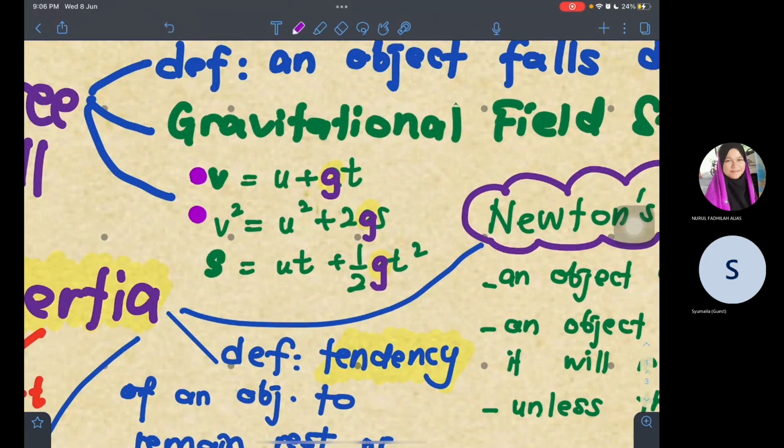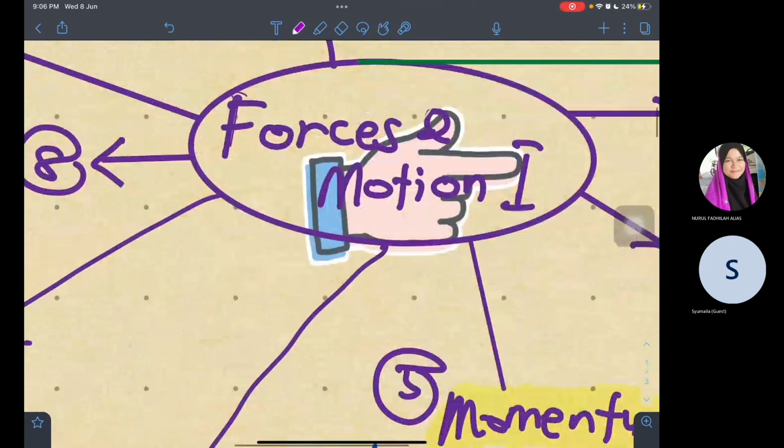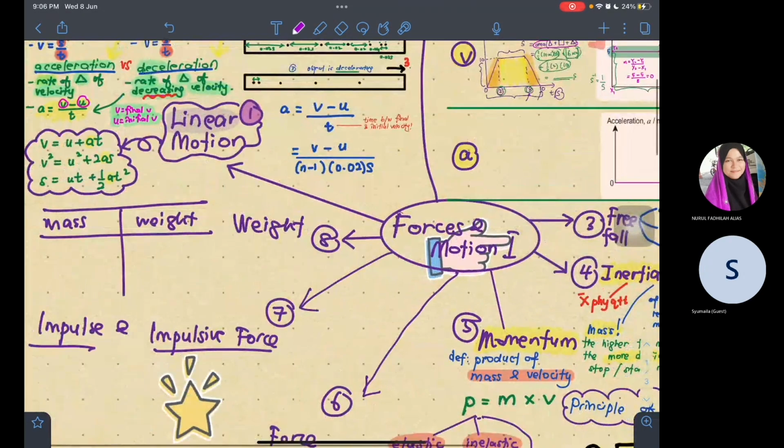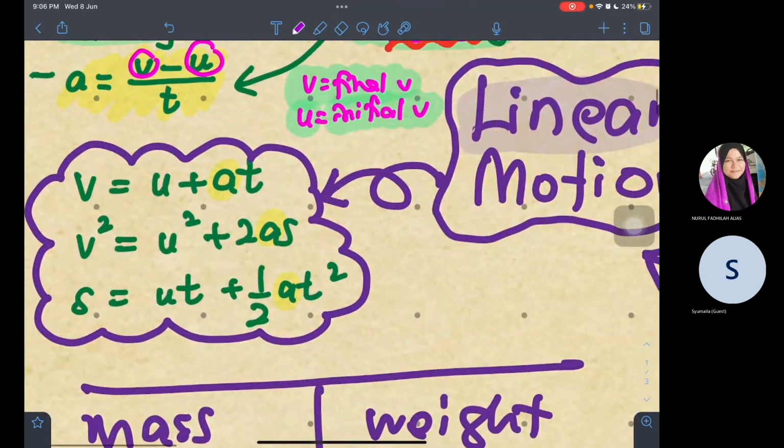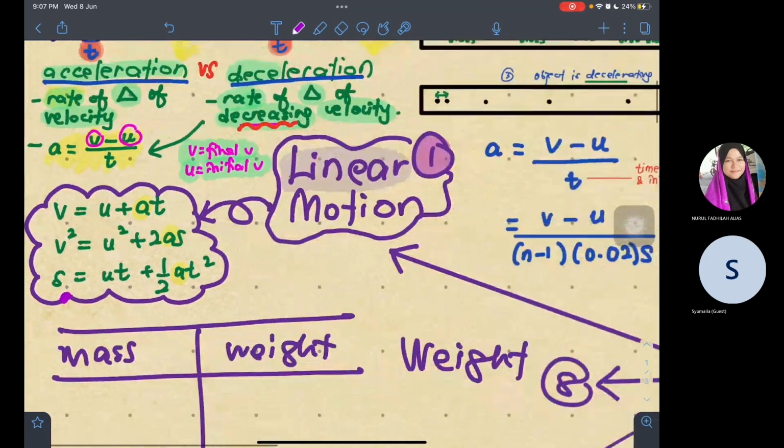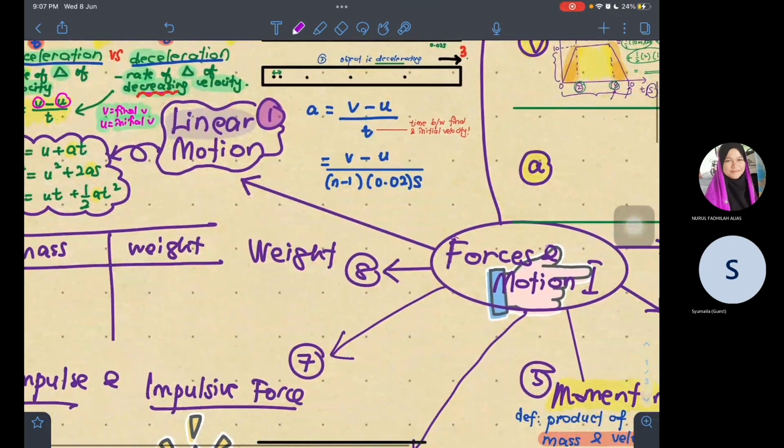So kita ada 3 jenis formula ni. Sebenarnya formula ni lebih kurang sama je macam yang ni. Perasan tak? Ni the first one, V equals to U plus AT. V squared equals to U squared plus 2AS. S equals to UT plus half AT squared. Apa beza dengan yang ni?